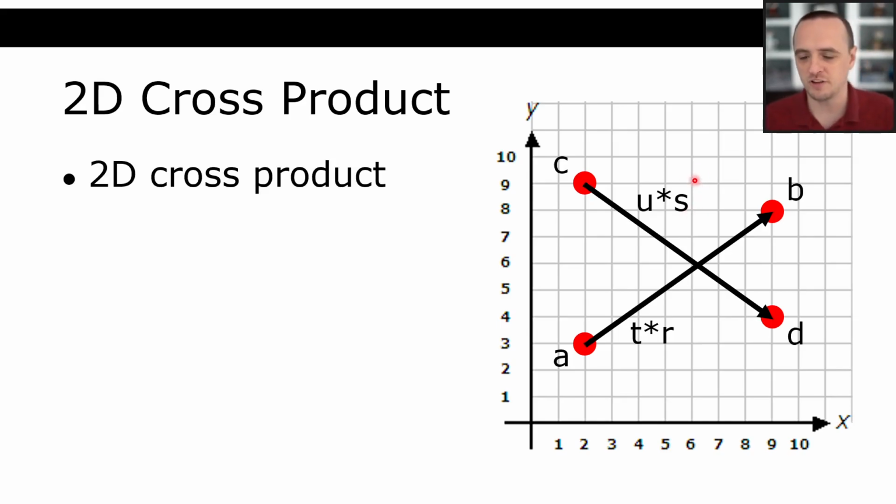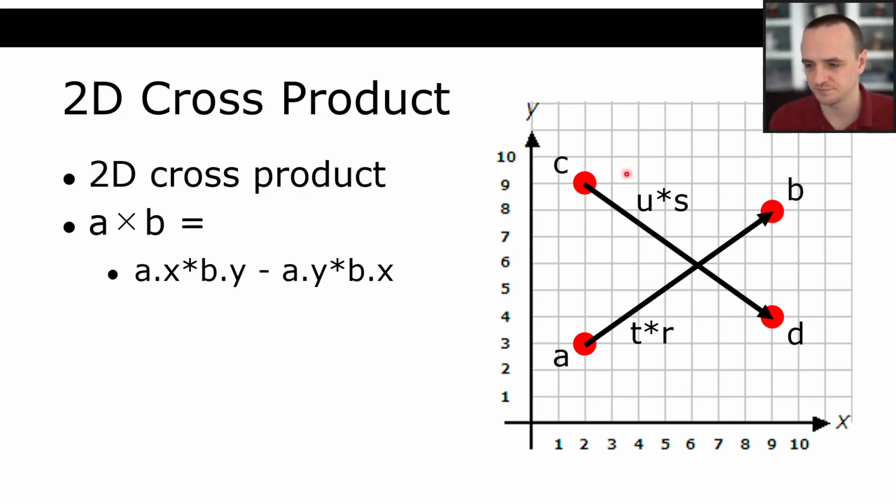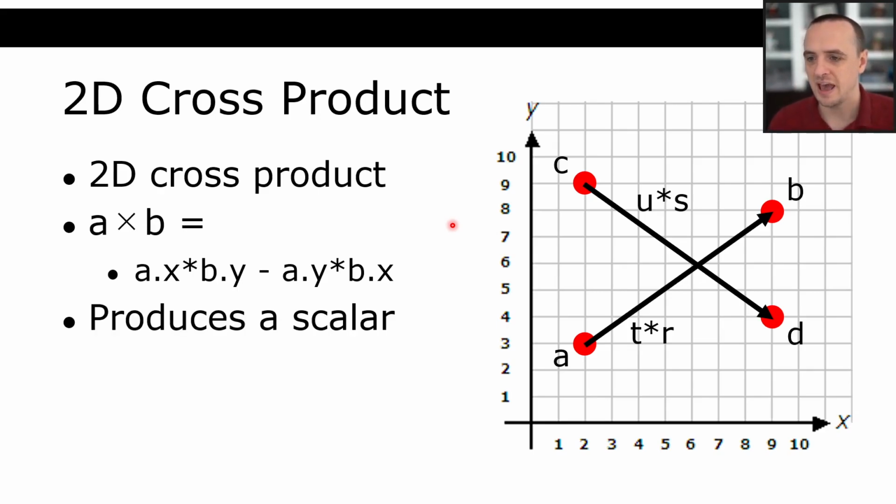So the 2D cross product formula is the following. If we have A cross B, that's equivalent to the x component of A times the y component of B, minus the y component of A times the x component of B. All right, so you take the x's and the y's of each one, you flip them and you subtract them. That's what it is. And this is going to produce a scalar value. It's going to produce a floating point value, right?